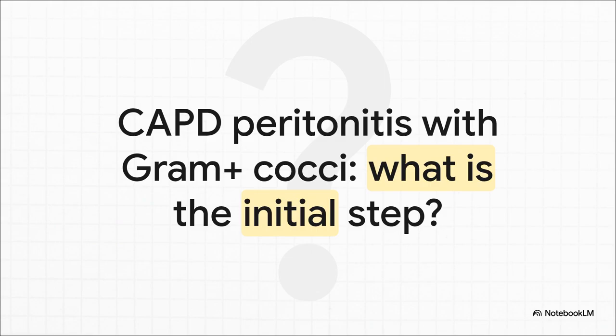Okay, time for a clinical challenge. You've got a classic presentation of PD peritonitis. The gram stain is already pointing you toward a gram-positive culprit. You know that catheter biofilm is a huge concern here. So, looking at these options, what is your single most appropriate initial move?